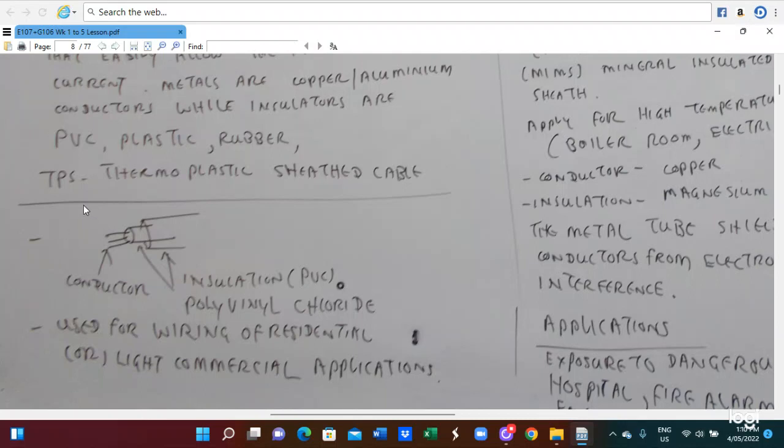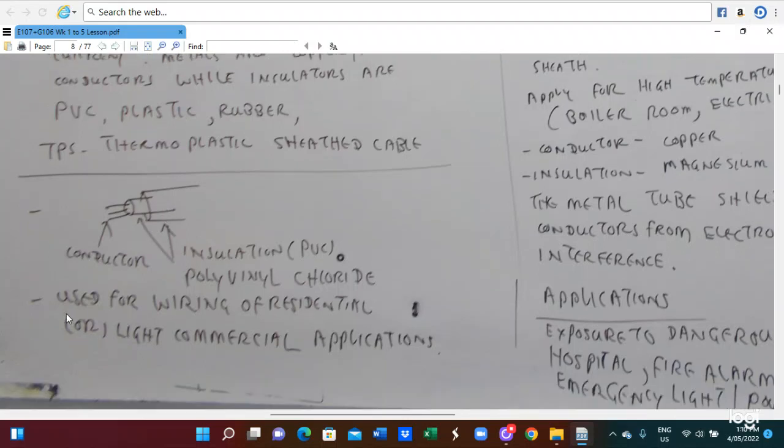This is for the TPS, thermoplastic sheathed cable. In this case, here is a conductor, the insulation, and this is the polyvinyl chloride. They are used for wiring in residential, light commercial applications.